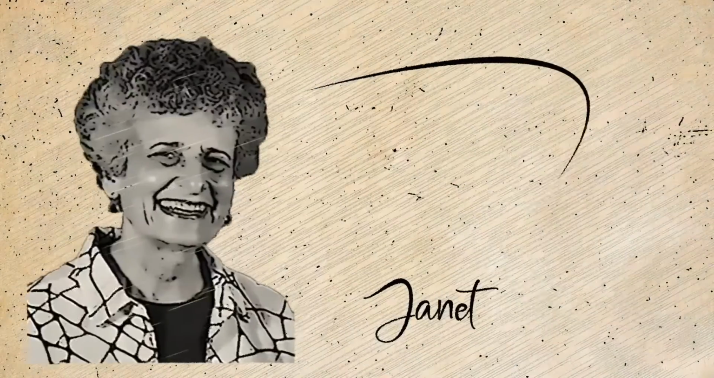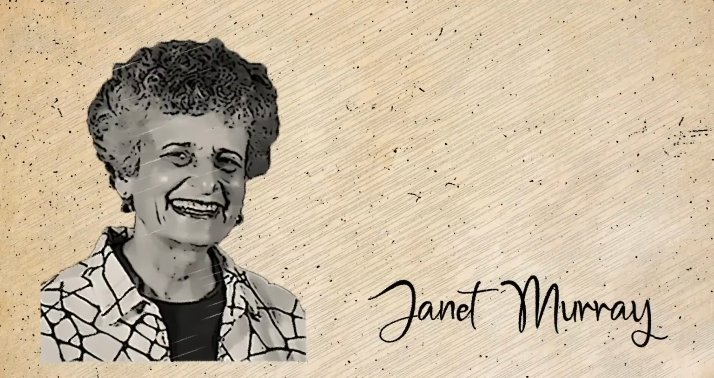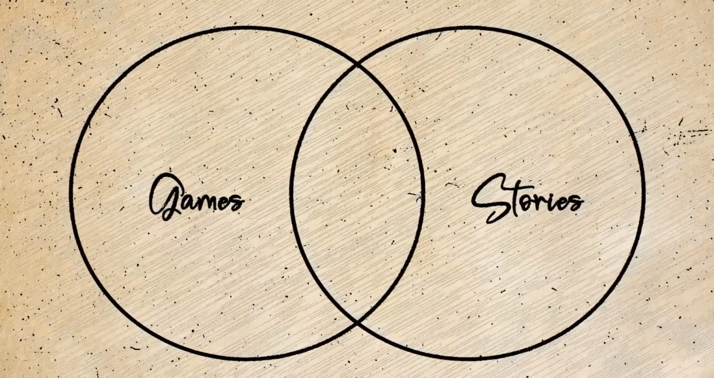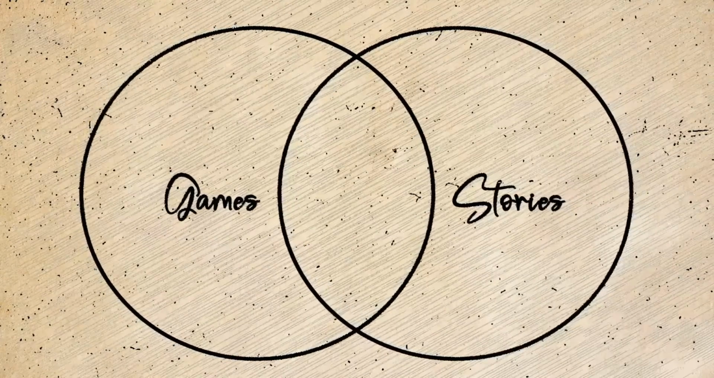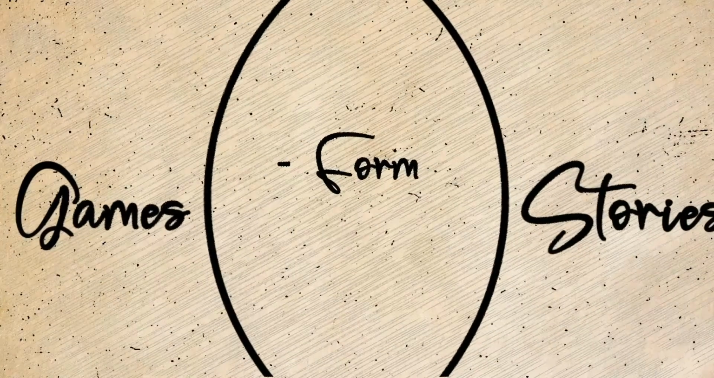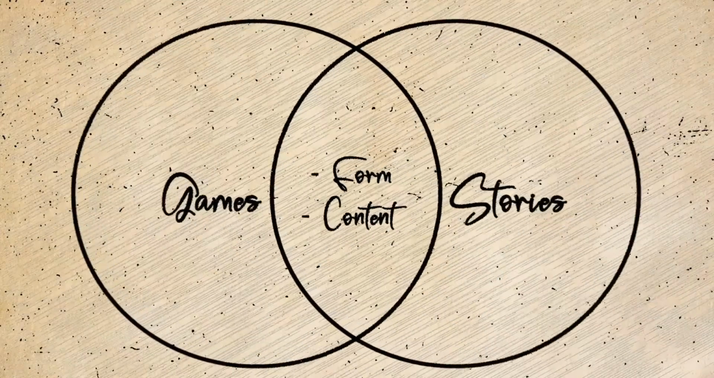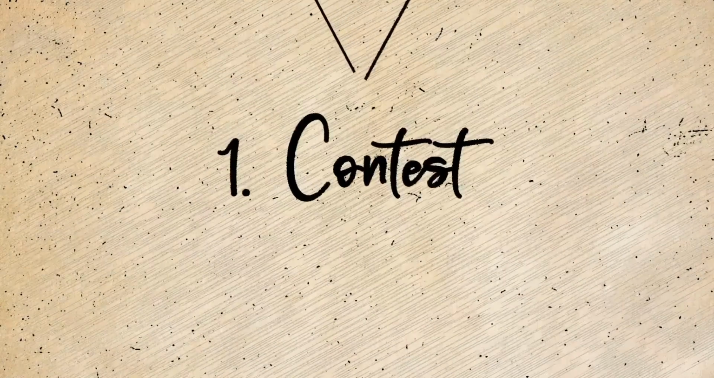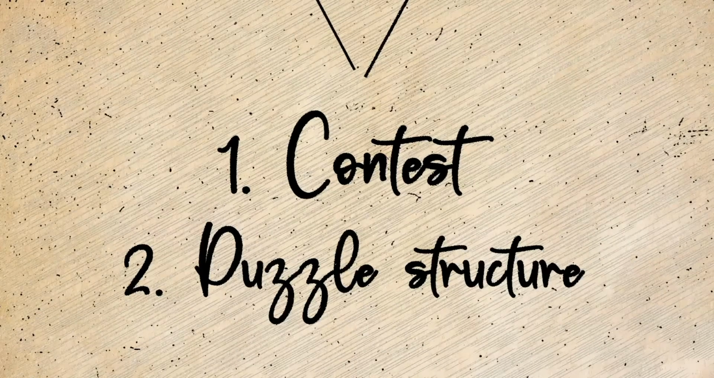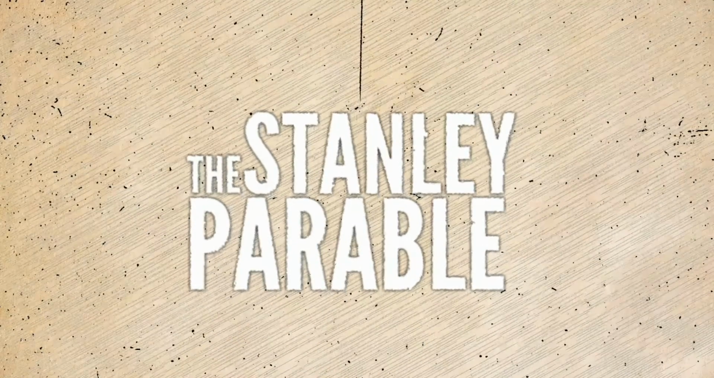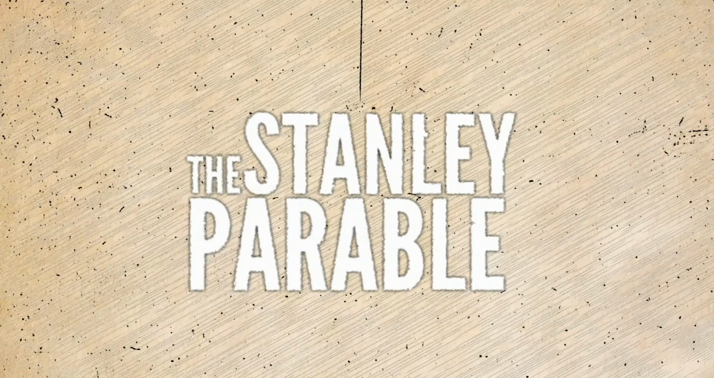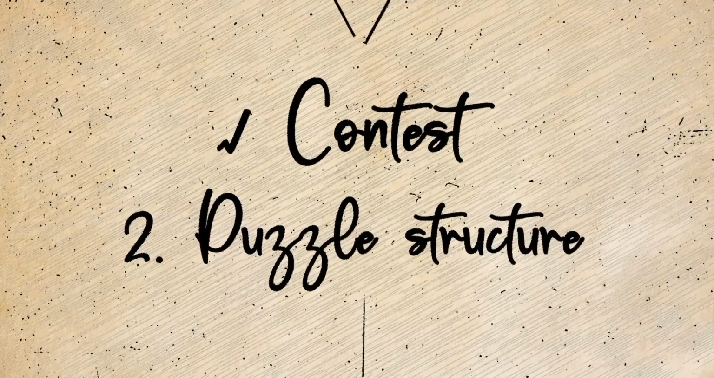This is Janet Murray. Janet Murray suggests primarily that games and stories share similar elements, positing that many different media fundamentally overlap in terms of their form or trajectory of content. She notes that games and stories have two similarities that tie them together: contest and puzzle structures. In this case, it's not totally clear what category Stanley Parable falls into. However, it does seem to contain elements of contest structures, though not of puzzles.